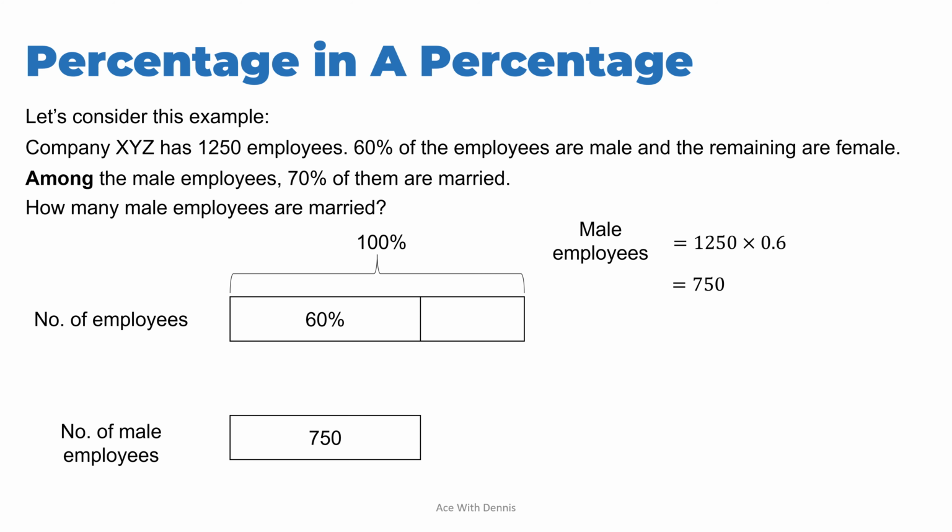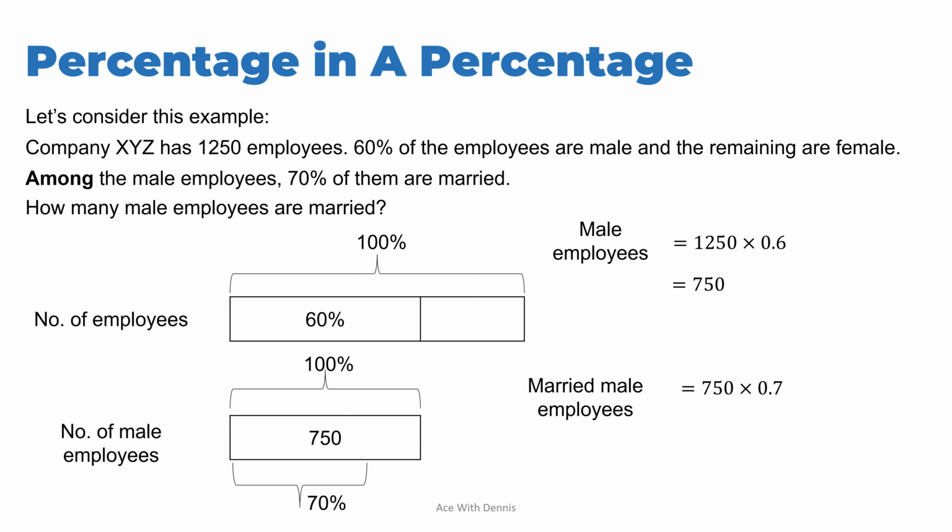Now we can redraw this bar model, 750 male employees, and this is the reference quantity now, and we get it as 100%. So 70% of them are married. Now to calculate married male employees, it is 750 times 0.7, which is 525 married male employees. So 525 male employees are married.